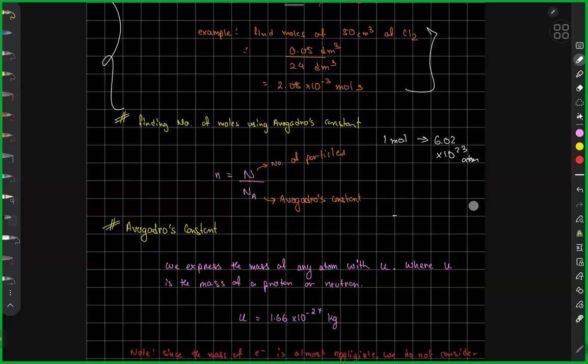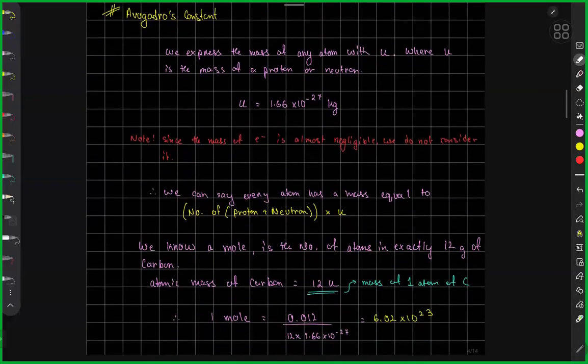So this is a simple way to find the moles as well: the number of particles that you have at hand or are measuring, divided by Avogadro's constant, that's 6.02 × 10^23, and you get the number of moles. Okay? Next. Now, this is where it's interesting.